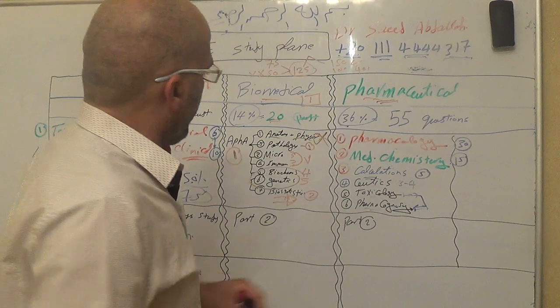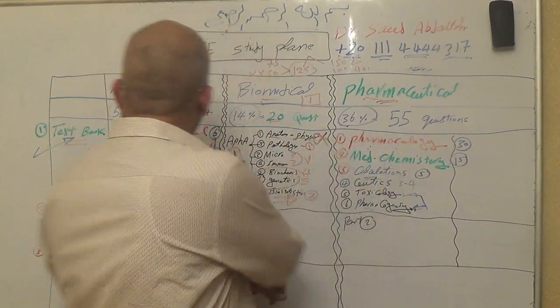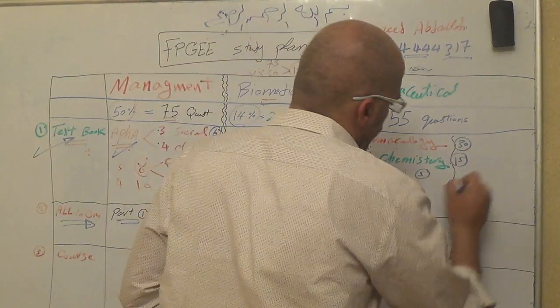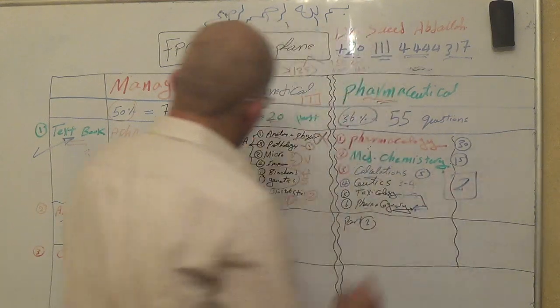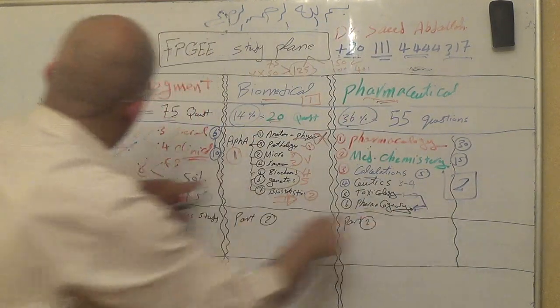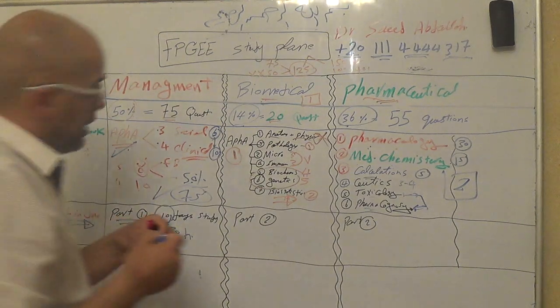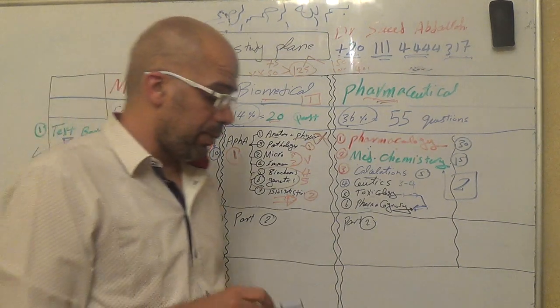How to study this one from a textbook? Also AFA Section 2. Section 1 is biomedical, Section 2 is pharmaceutical, Sections 3 and 4 are management.